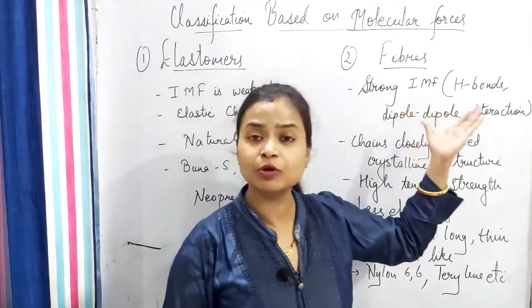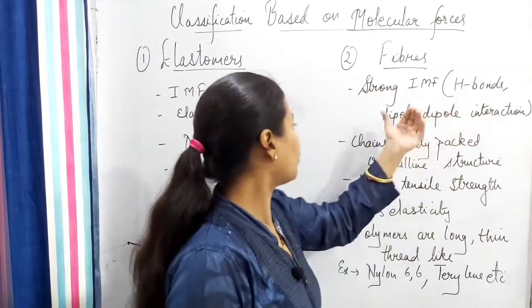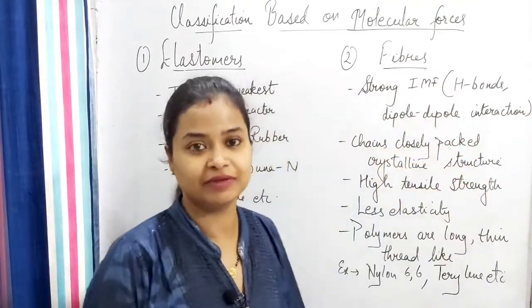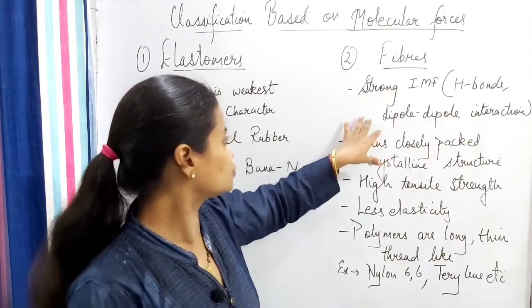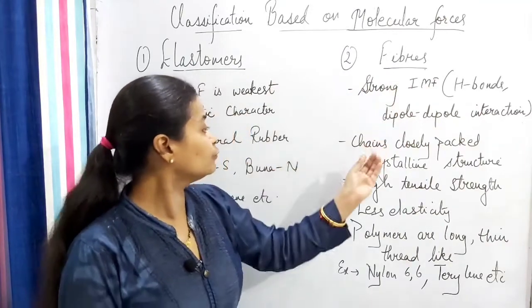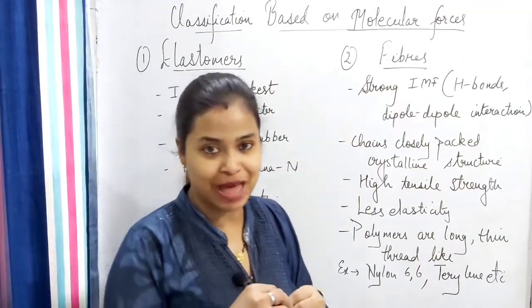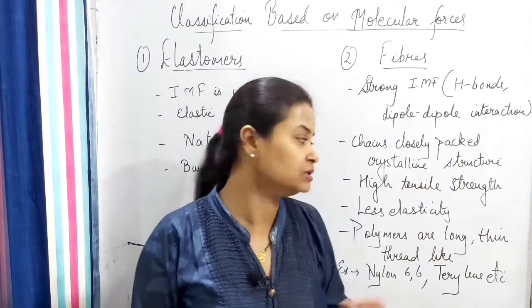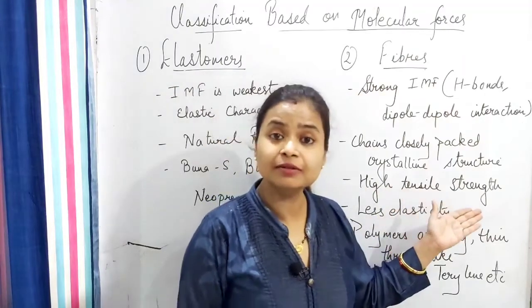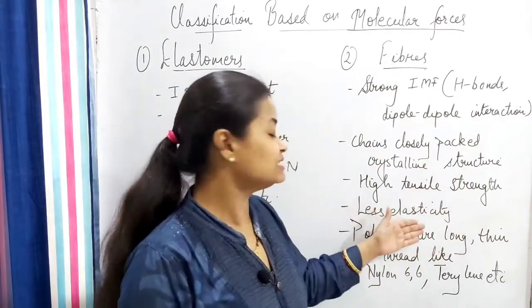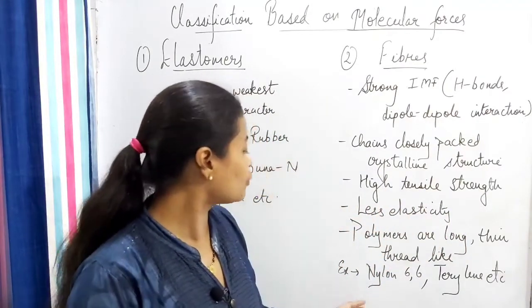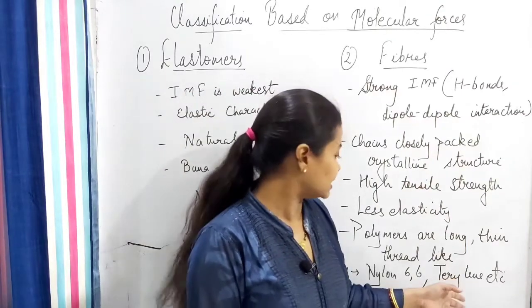Fine. Now which type of intermolecular forces are present? Hydrogen bonds, dipole-dipole interactions. This dipole-dipole you have studied in class 11th, isn't it? So these are the strong intermolecular forces present in the fibers. Then due to these strong forces, the polymeric chains are closely packed, and hence they impart a crystalline structure. Again, due to strong IMF, they will have high tensile strength, pulling capacity, less elasticity. Okay, they are not elastic as such. Fine. The examples for fibers are nylon 66, terylene, etc.